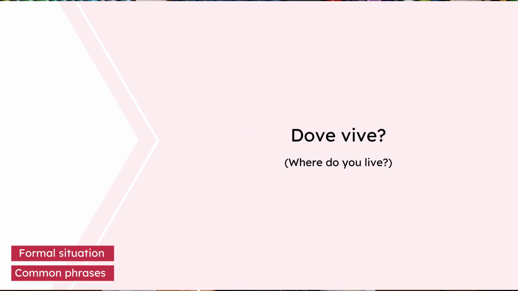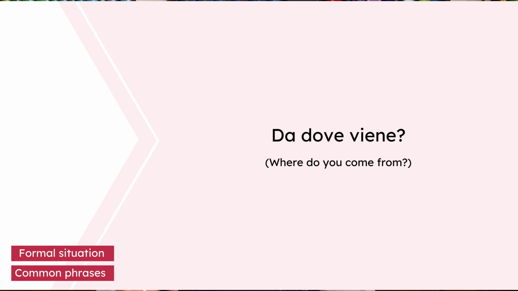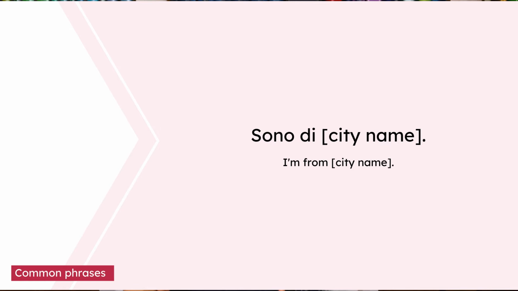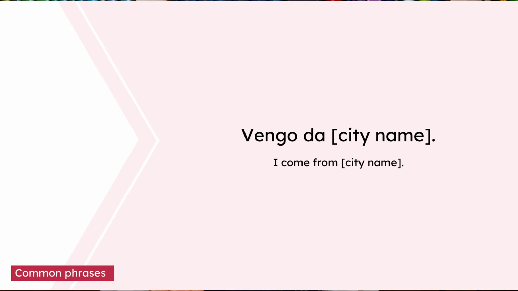Dove vive in formal situations, or dove vivi in informal situations. Where do you live? Da dove viene in formal situations, or da dove vieni in informal situations. Where do you come from? Your answer could be sono di city name. I'm from city name. Vengo da city name. I come from city name.